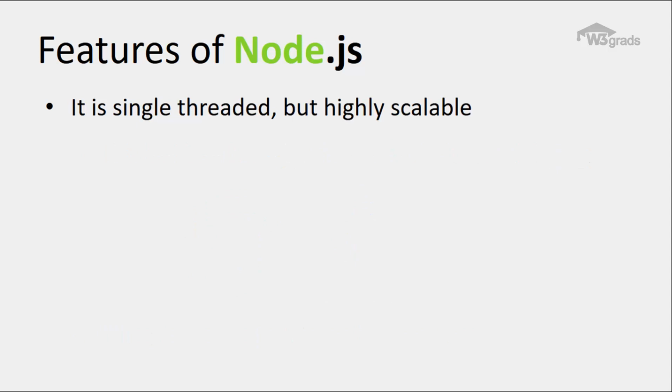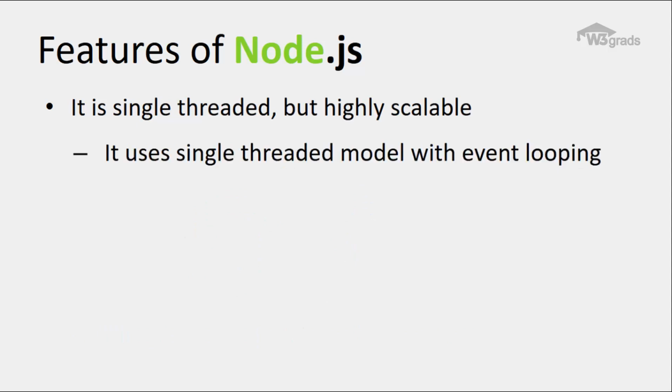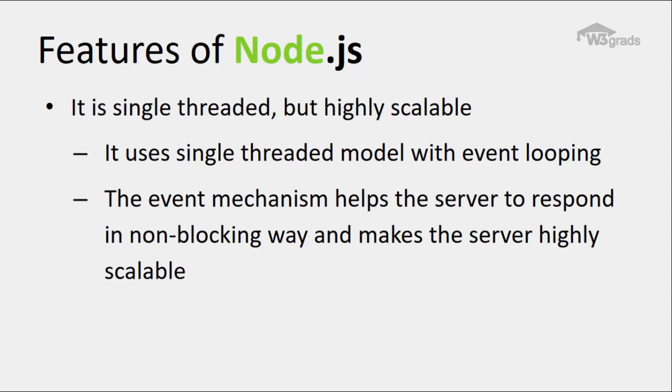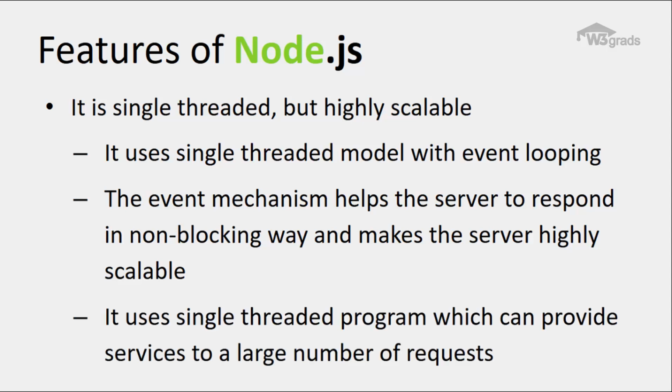It is single-threaded, but highly scalable. Node.js uses a single-threaded model with event looping. The event mechanism helps the server to respond in a non-blocking way, and makes the server highly scalable, as opposed to traditional servers, which create limited threads to handle requests. Node.js uses a single-threaded program, and the same program can provide service to a much larger number of requests than traditional servers like the Apache HTTP server.